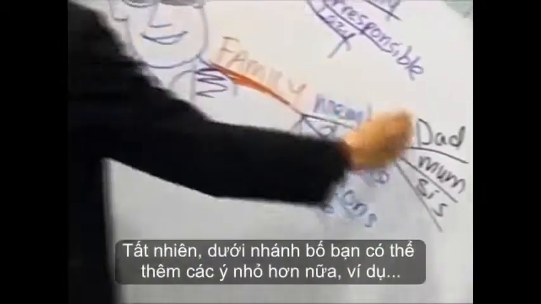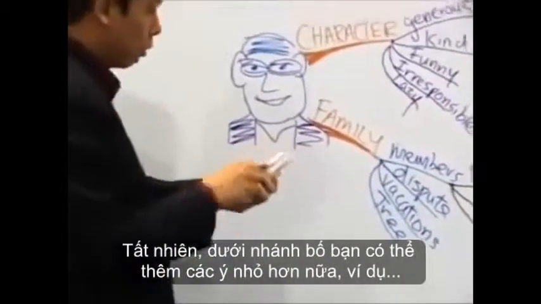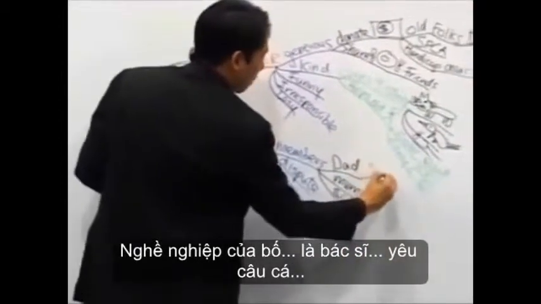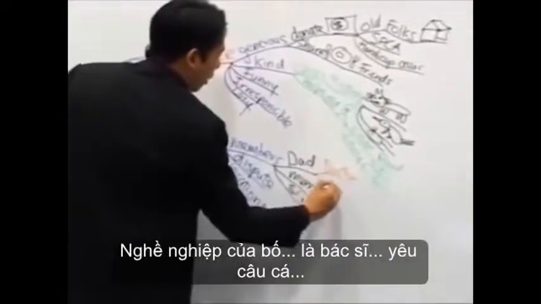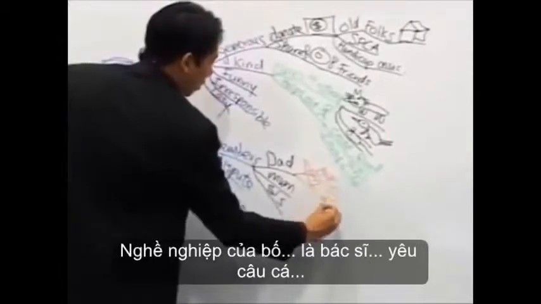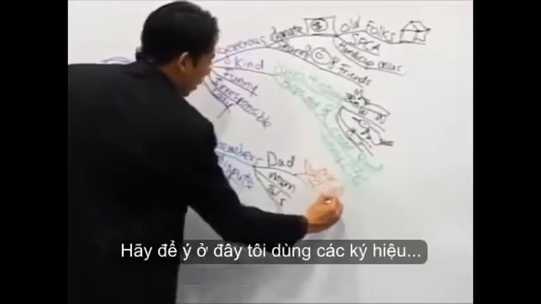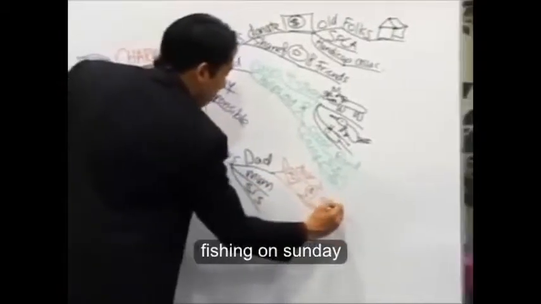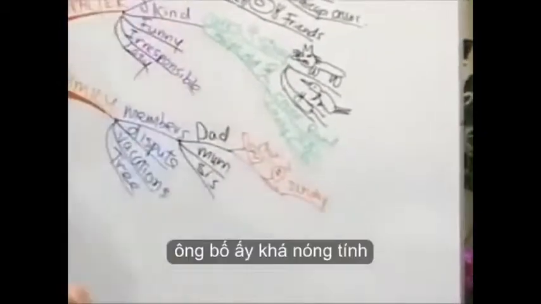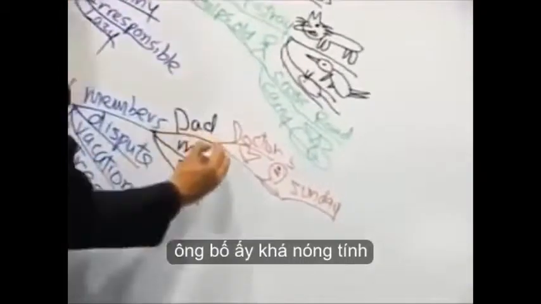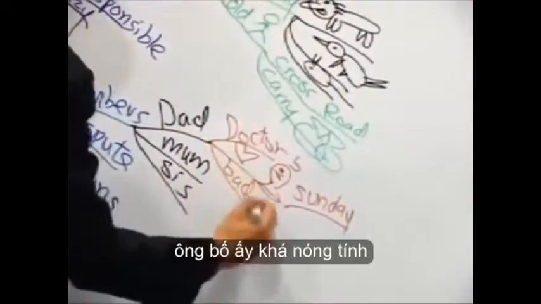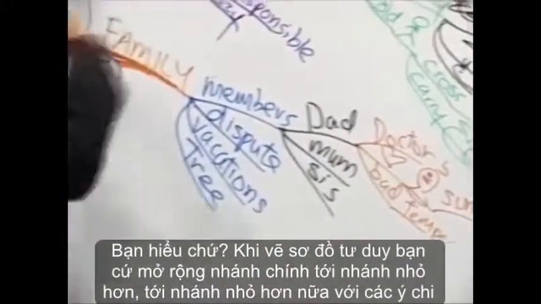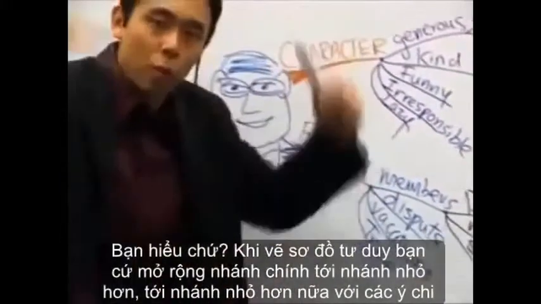So again, under dad, could you branch into more details? Yeah, of course. For example, you could talk about the dad's occupation. Dad is, for example, a doctor. His dad loves fishing. Again, notice I'm using symbols over here. Loves fishing on Sunday. Okay, the dad has a bad temper, all right, so bad temper. Does this make sense? So as you develop a mind map, you branch out and you go further and further into more and more details.